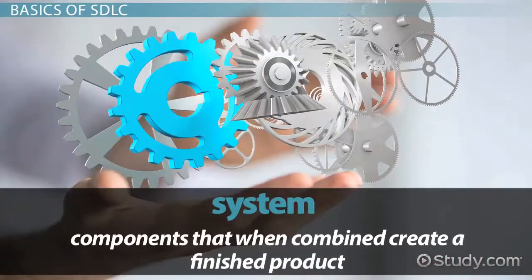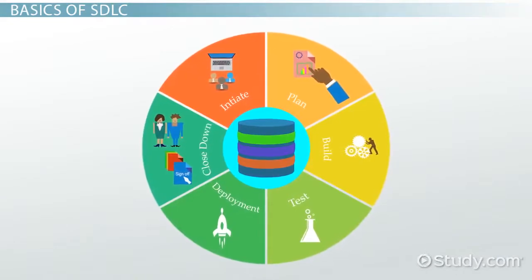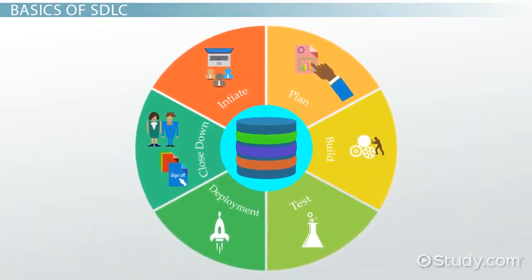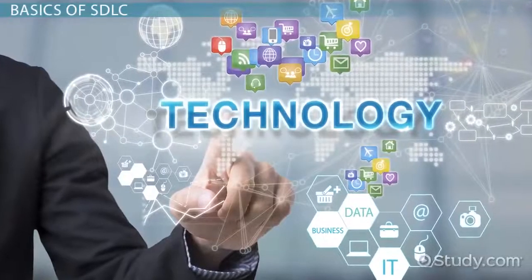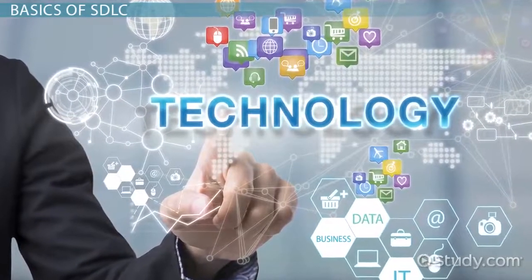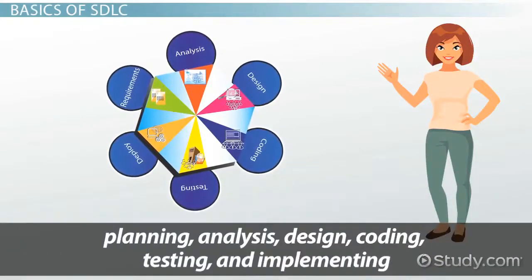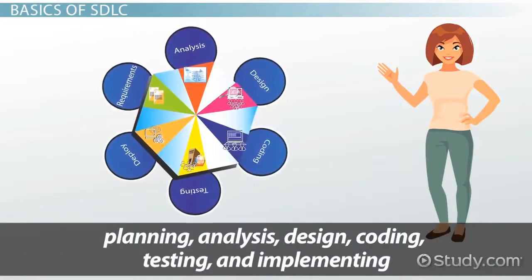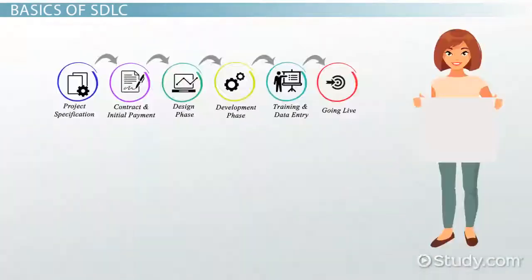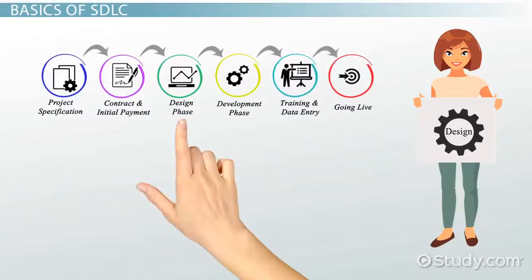A system is a combination of components that, when combined, create a finished product. The System Development Lifecycle, therefore, is the term used to describe a 6-phase process, which are the components that are combined to create a new information technology system, which is the finished product. There are 6 phases in SDLC: planning, analysis, design, coding, testing, and implementing. Marge has been assigned the design phase, so the remainder of this lesson will be on step 3.